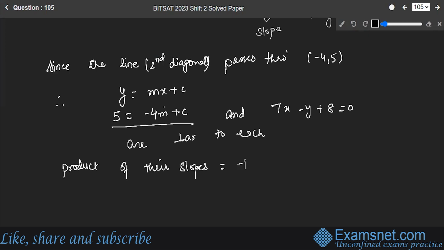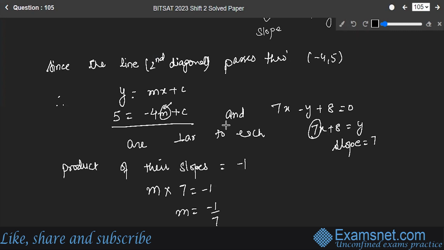What is the slope over here? The slope over here is given by m. So m into, and what is the slope in this case? 7x plus 8 is equal to y, so you have slope here as 7. So m into 7 is equal to minus 1, or m is equal to minus 1 by 7. So I got the slope now.